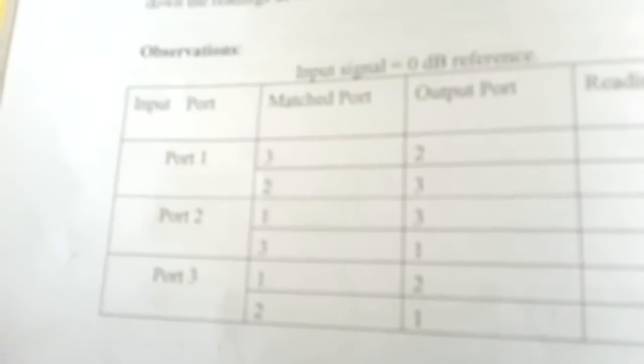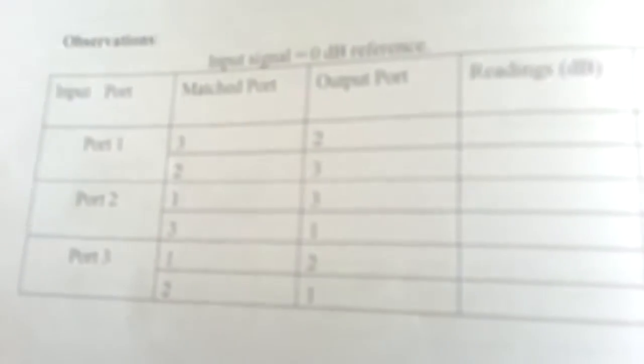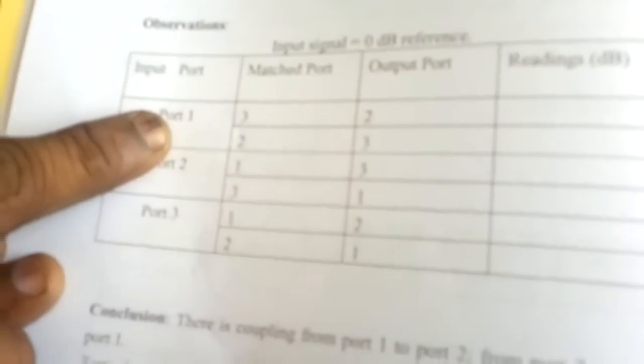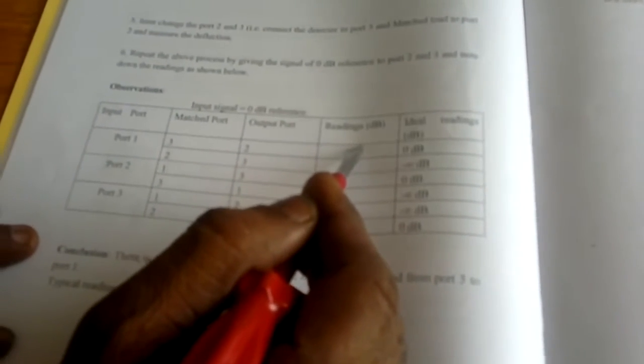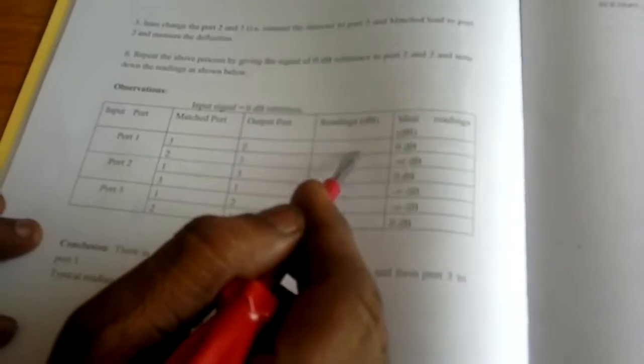the theoretical readings. We compare with this tabular column. Input port 1 and output port 2. In ideal condition, the reading is supposed to show 0. Same thing we are observing on the SWR meter according to the procedure, and the practical reading. Ideal condition reading is 0, and exactly we observe the 0 there also.